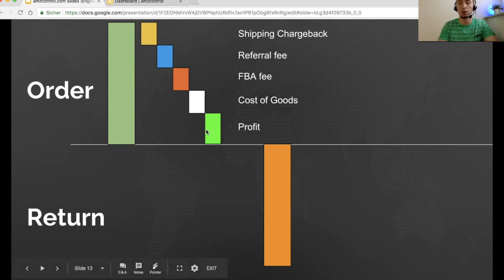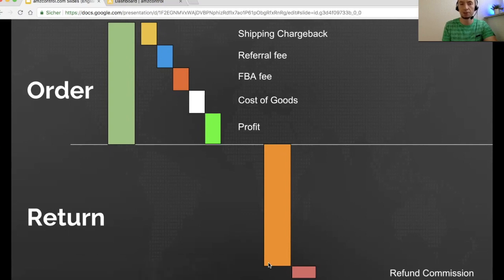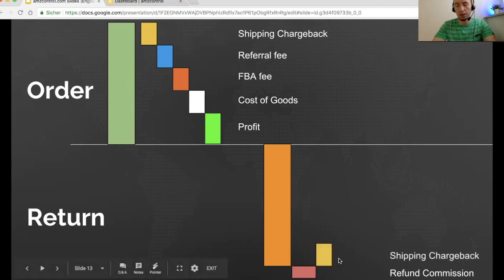But they also, in fact, charge the seller. There's something called a refund commission. When a customer initiates a refund, Amazon will process the refund for you if you're an FBA seller, so they charge you a commission for that. And then on top of that, they start reimbursing you, giving some of the fees back, which is really fair from Amazon. For example, this shipping chargeback was a negative position here, and if a refund is initiated, they give it back to you. So this is a plus.